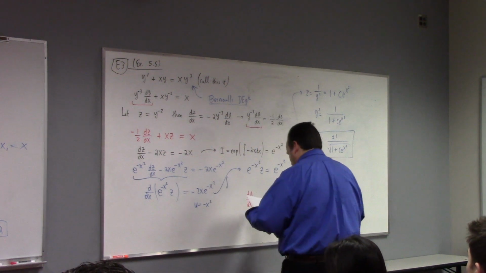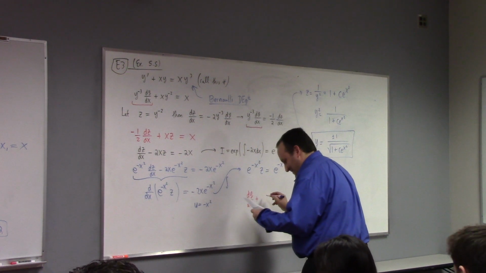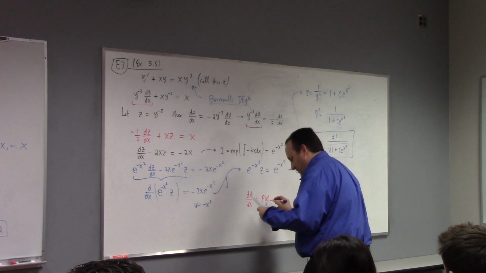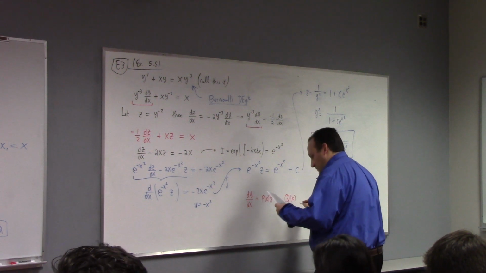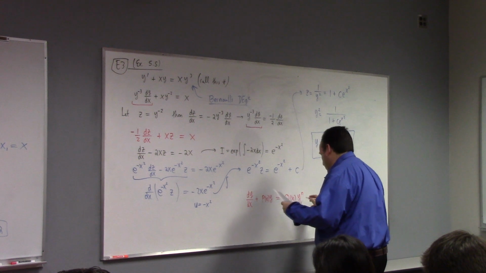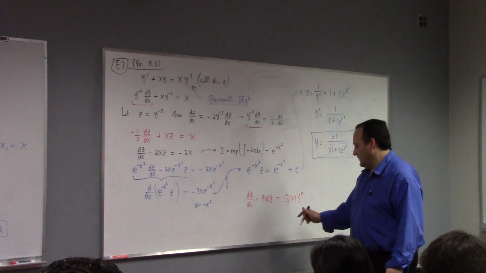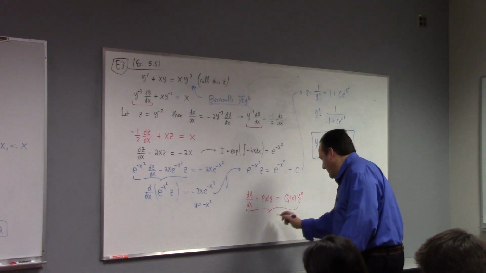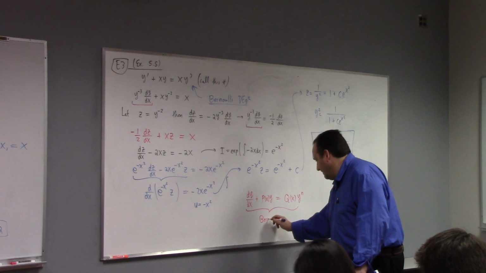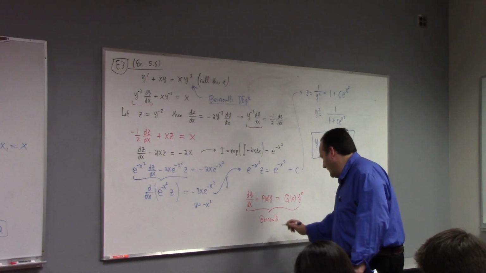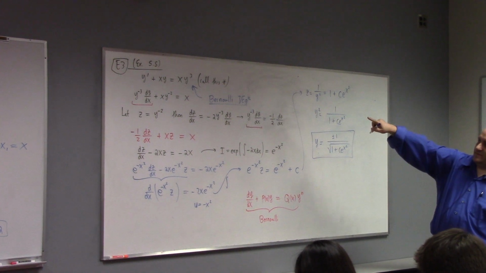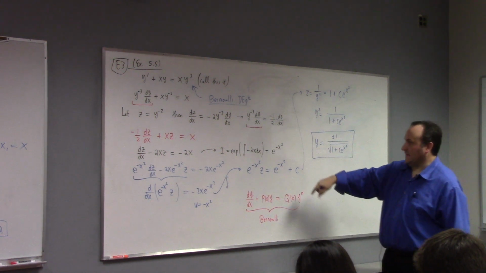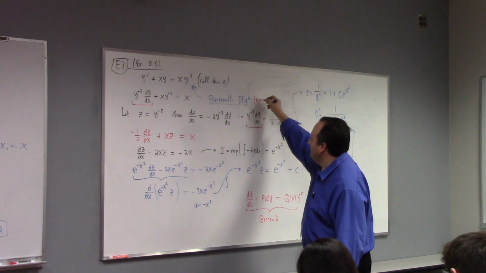Let's see here. P of x. So if you have anything like this, dy dx plus P of x times y equals Q of x times y to the n, right? So anything of this form, this is generally a Bernoulli. This is Bernoulli type. So this was Bernoulli with n equals 3. Yeah?